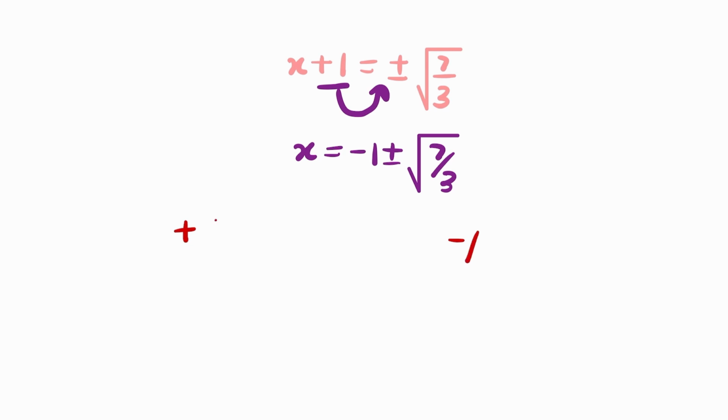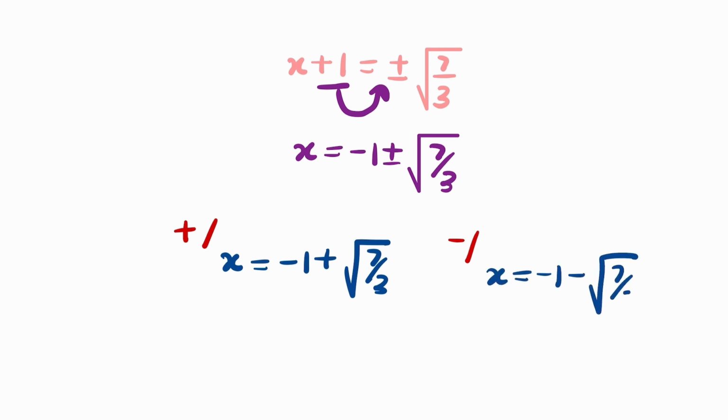Now after that, what should we do? We have to take minus 1 to the other side in order to find the solutions for x. X equal to minus 1 plus or minus square root of 7 over 3. So from this we can get two solutions by taking positive square root for one solution and the negative square root for the other solution. If we take the positive square root, we get x equal to minus 1 plus square root of 7 over 3. And for the negative square root, we get x equal to minus 1 minus square root of 7 over 3. Those are the final answers.